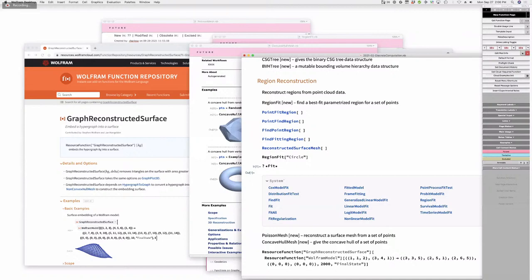I'm not sure, although I have to say the non-convex hull thing that I was using from this graph reconstructed surface works pretty well. Well, let's just start with one thing. I think it works in 2D as well, in which case you don't reconstruct a surface, right? Right. Okay.